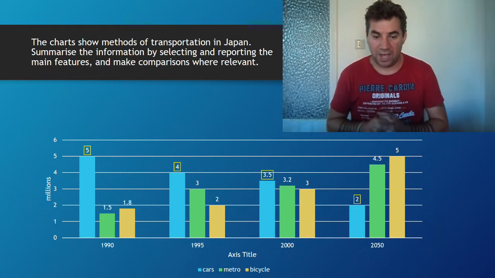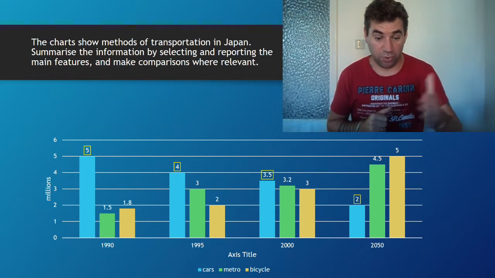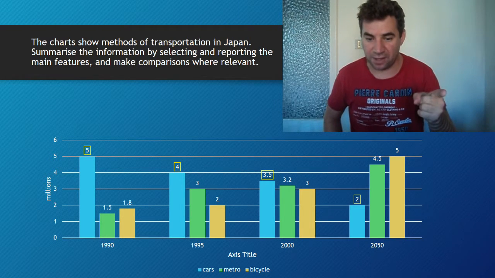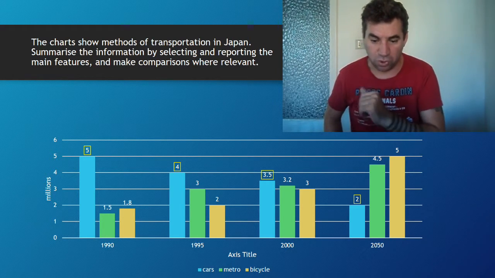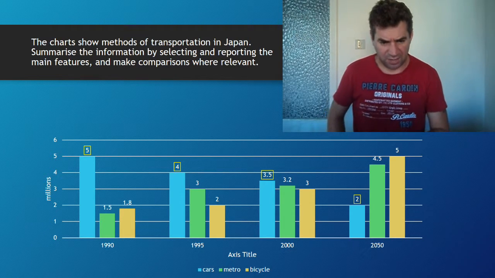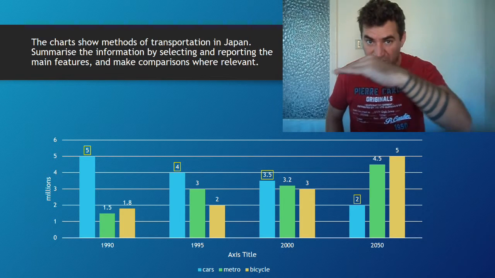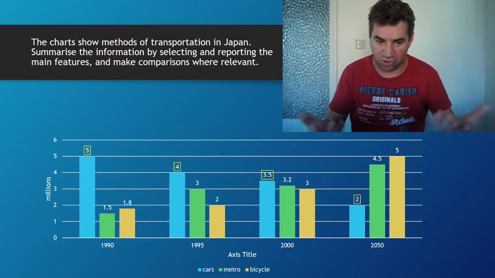For example, have a look at the blue bar. You can see in the blue bar, which is cars, the highest level, 5 million, is in 1990. Its lowest level is 2 million in 2050. And you can see 5, 4, 3.5 and 2. So it's gradually decreasing. This is important. This is the main trend.